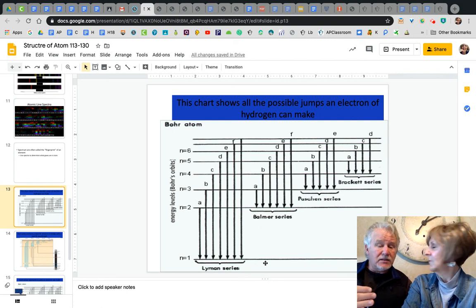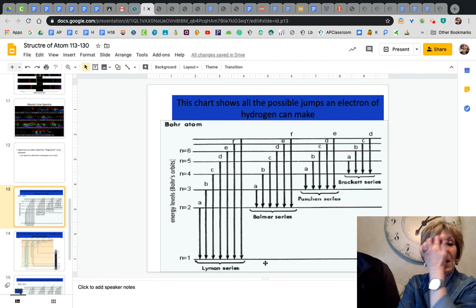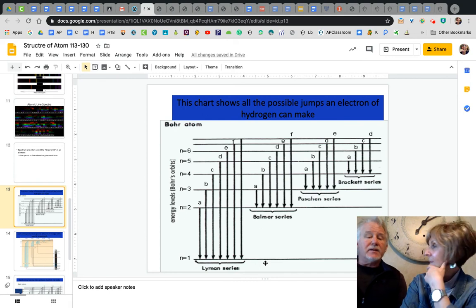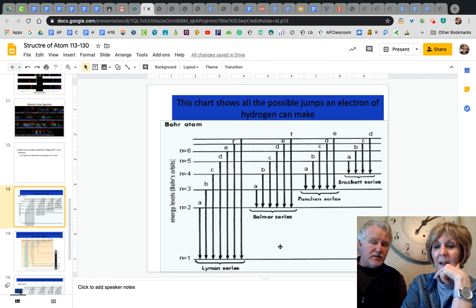So doesn't it always have to relax back down to the ground state? It doesn't always go back down to 1. It can be stabilized for some amount of time in any of these other states. And so you've got the Balmer series, the Paschen, et cetera, right? And that's just the relaxation back down. That's cool.